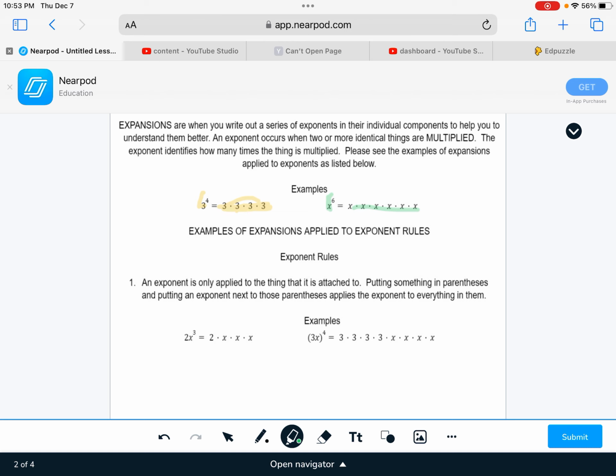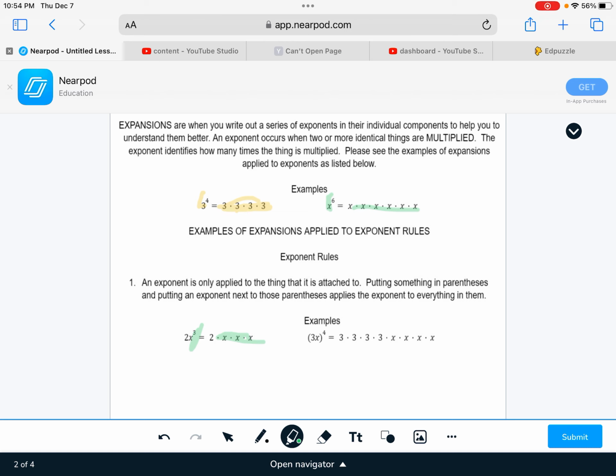Now, the first rule that was going to be the most help to you was an exponent being applied only to the base that the exponent is actually attached to. You'll notice on that first example right there, you have 2x cubed. X raised to that third power is called cubed because of cubes being three-dimensional shapes and this being a power of 3. When I expand it, there are 3 x's and 1 2. That's because it's only the x that is being raised to the third power.